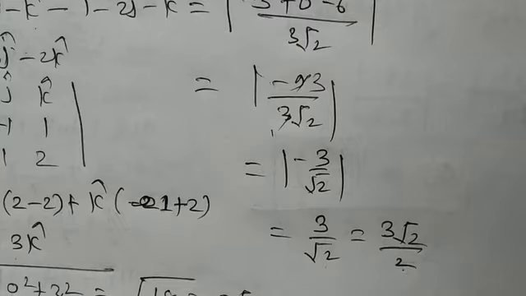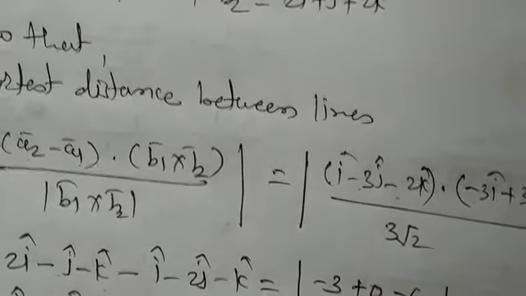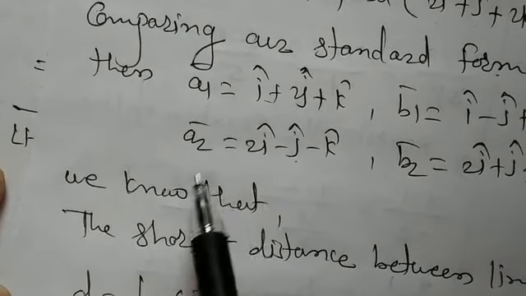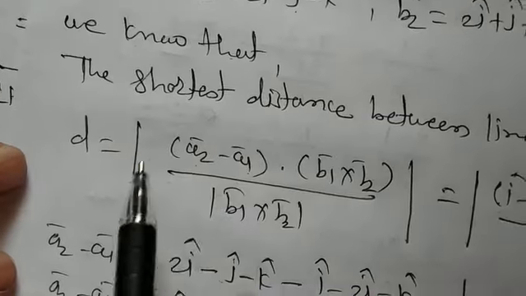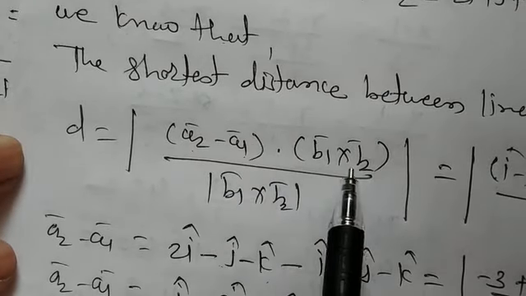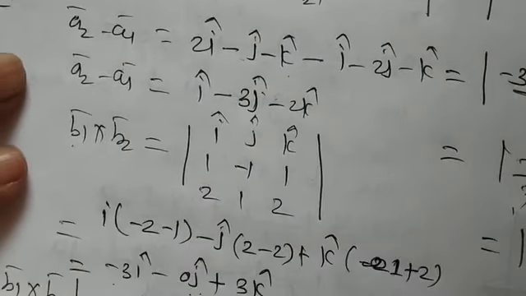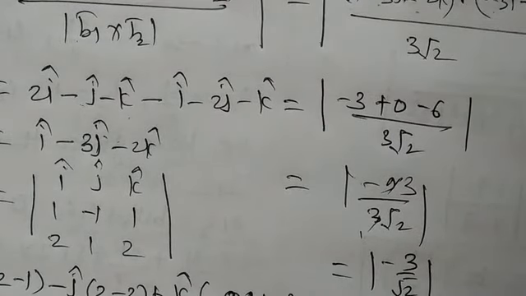This is the shortest distance between the two lines. How to find it? Just compare with the standard form to get a1, b1, a2, b2. Then subtract a2 minus a1, also take the cross product b1 cross b2 and take its magnitude. Find all these values and put them in the formula. Then you get a simple answer. This is a very simple form and you can do it easily.